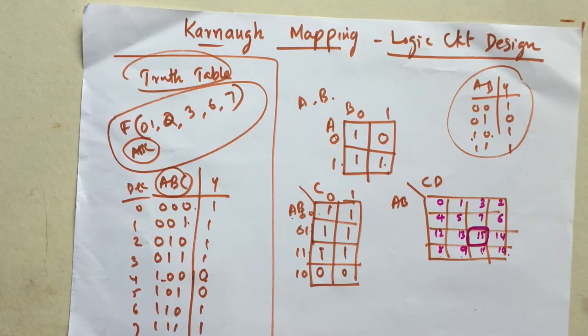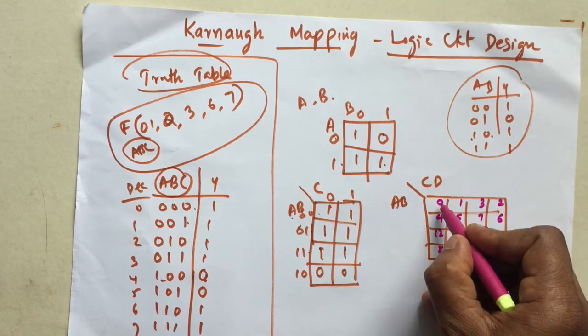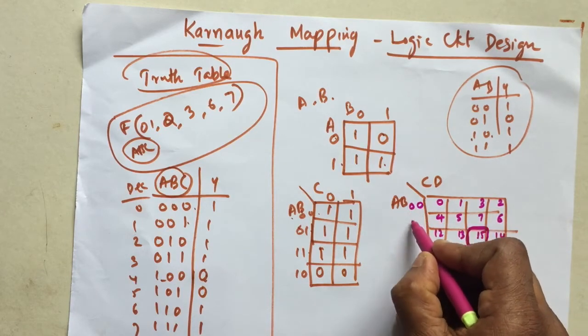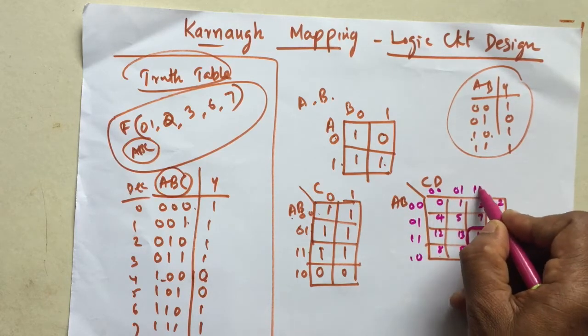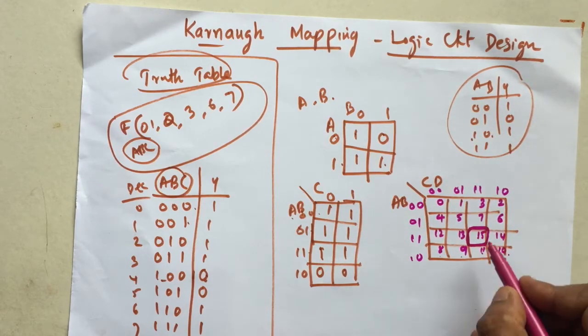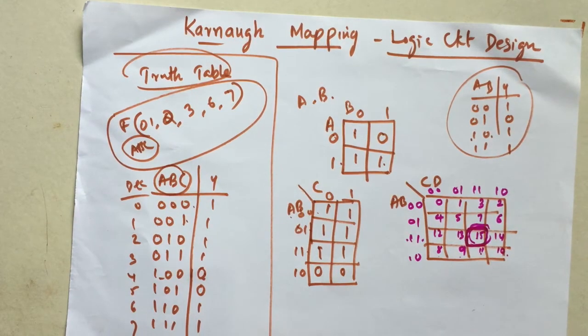So in this way, you can enter the value. That means for 0, 0, 0, 0, this will become 0, 0, 0, 1, 1, 1, 1, 0. This also 0, 0, 0, 1, 1, 1, 1, 0. So the last value 1, 1, 1, 1 comes here. So this is the way by which you have to enter the values into the map.